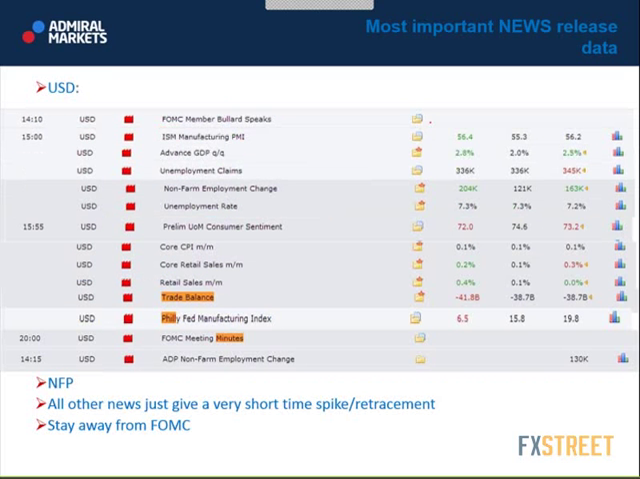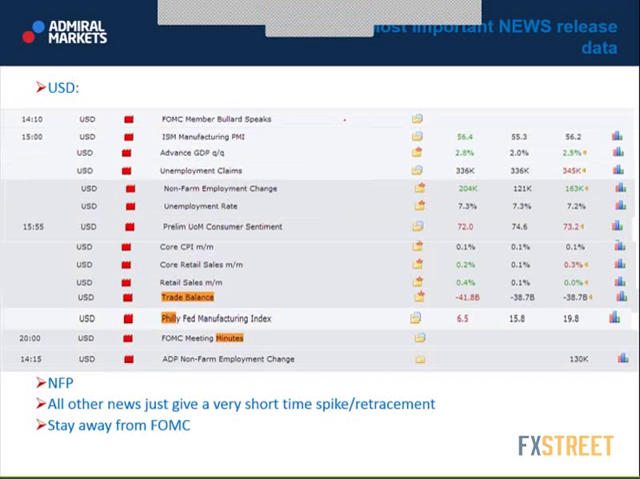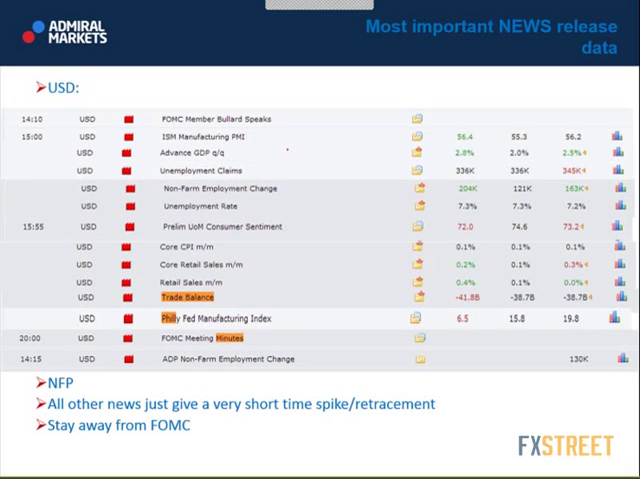The dollar basket goes with all of these factors for the labor market, ADP, which I have been explaining. GDP, unemployment claims, non-farm employment change, unemployment rate, preliminary University of Michigan consumer sentiment, core CPI, core retail sales, trade balance, Philly Fed Index, FOMC meeting minutes, ADP. So the dollar basket has the biggest impact with these data releases, okay?